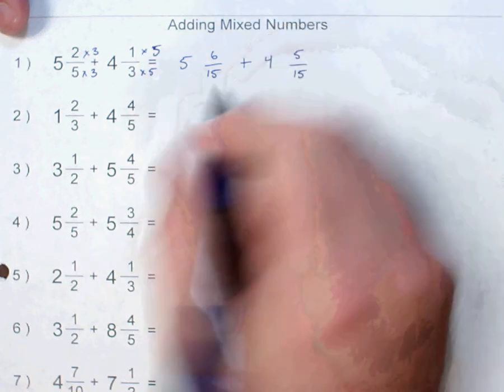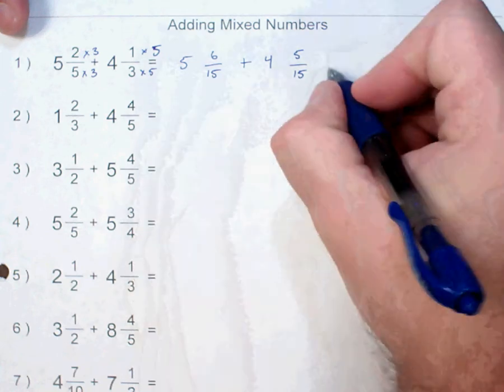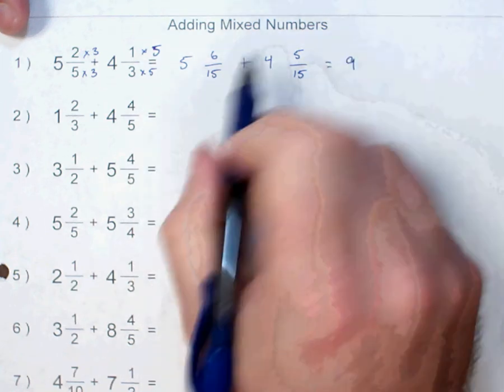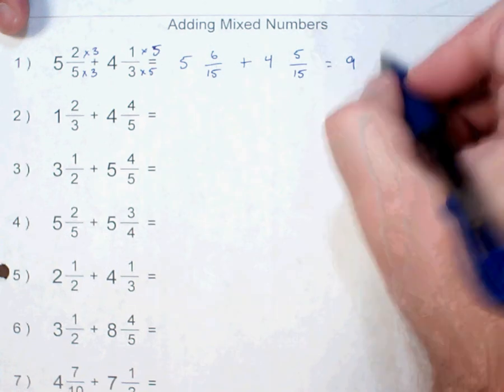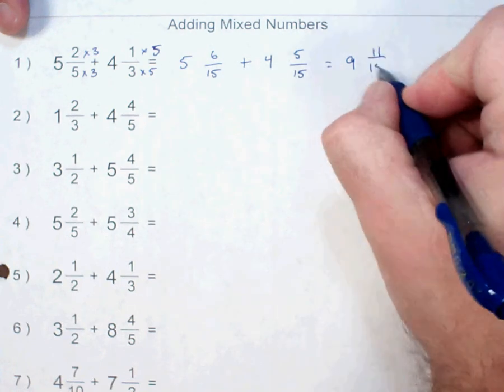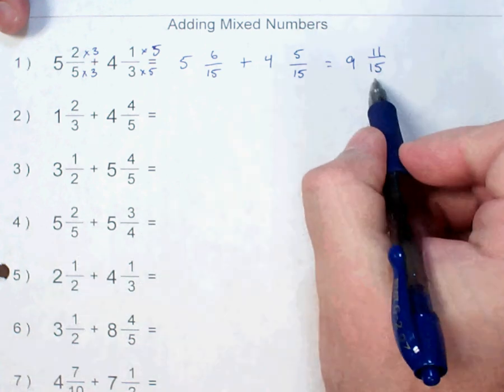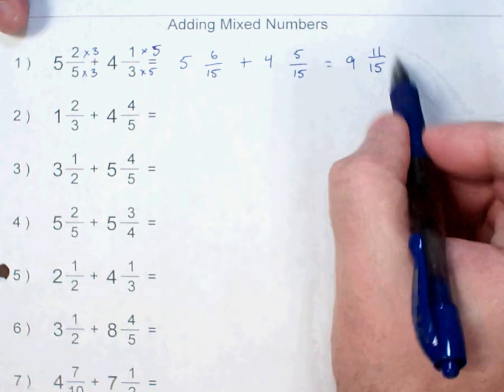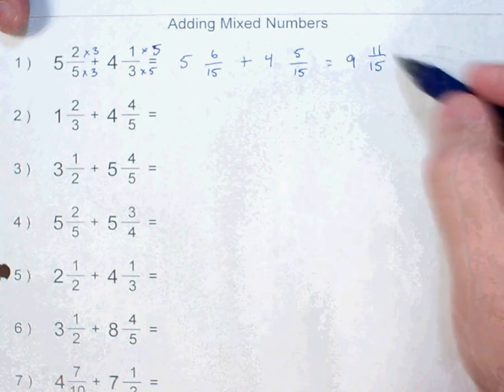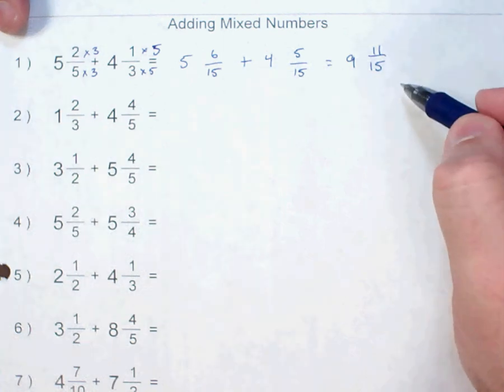I'm going to add my whole numbers first. 5 plus 4 is 9. And then add my fractions. 6 plus 5 is 11 over 15. And this is a nice problem because I don't have to do any simplification. This is in its simplest form because both 11 and 15, neither one can be divided by any common factors.